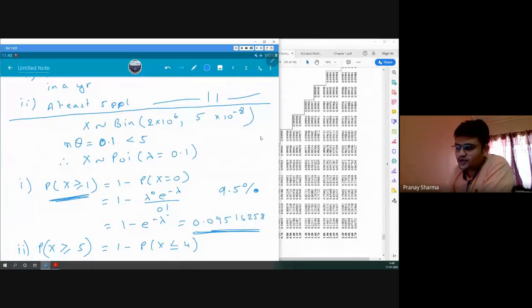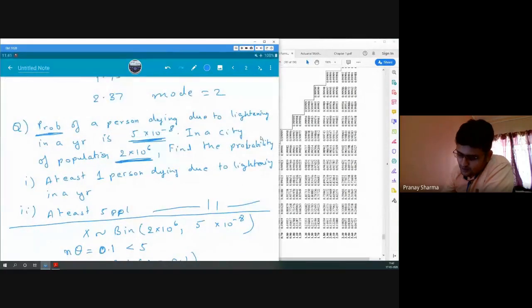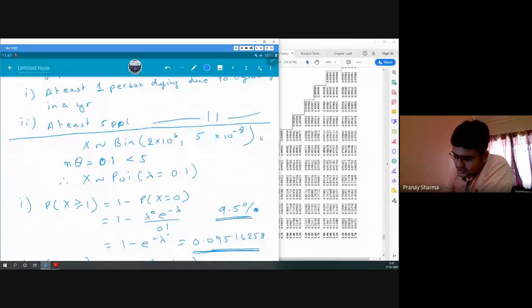So there is a very good chance somebody would die at least in a few years due to lightning. Why is that? That is basically because the population is very large. This is what is creating that particular value. That is why the probability of at least one person dying is around 9.5%.